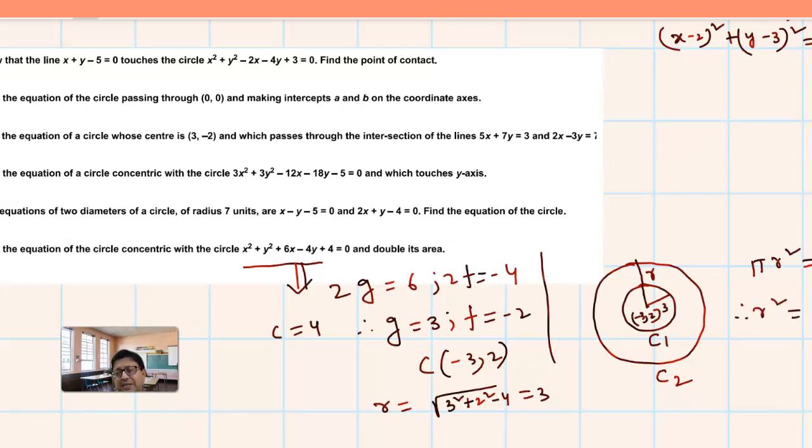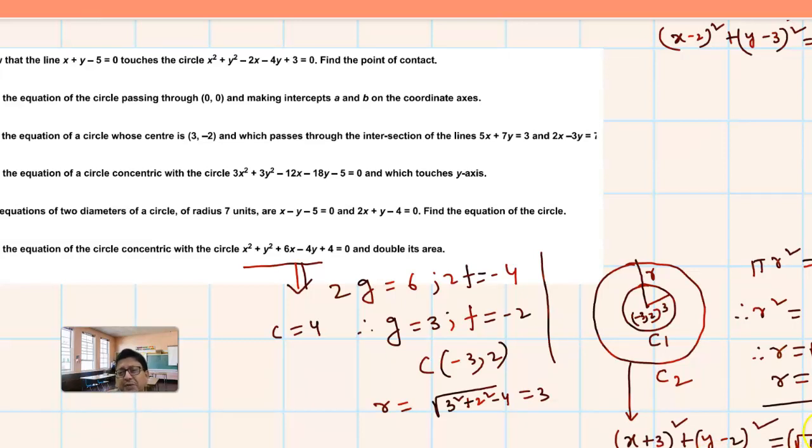So r square is 18, r is root 18, this is 3 root 2. So the radius of the circle is equal to 3 root 2. Once you get the radius of the circle and the center, the equation of this circle can be determined. It is (x minus x1) whole square plus (y minus y1) whole square is equal to root 18 square.